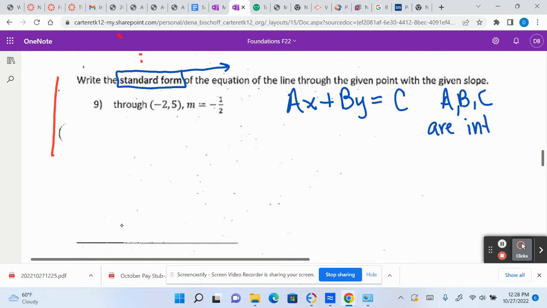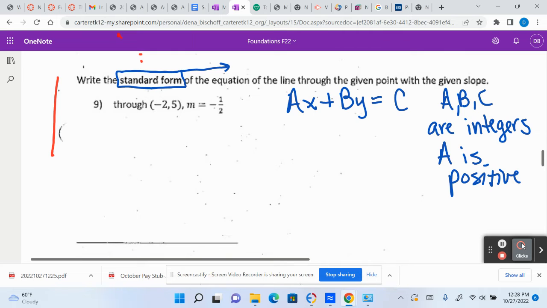They can't be decimals or fractions. That means that they're integers. And what do we know about A? It is positive. Good job. Okay. So let's write it in point slope form, and then we'll distribute and get rid of the fractions.